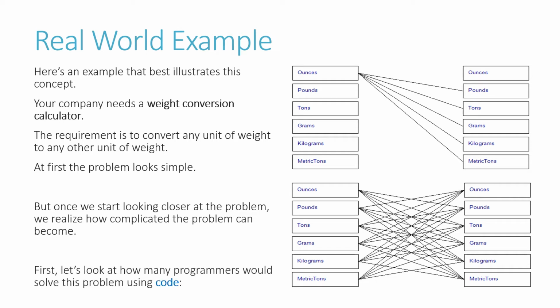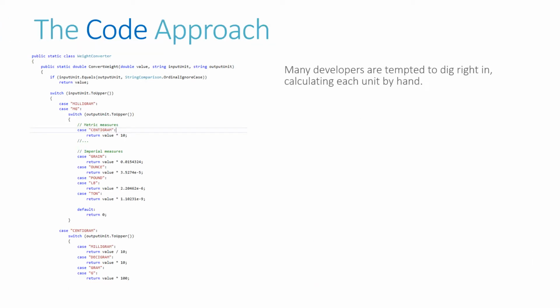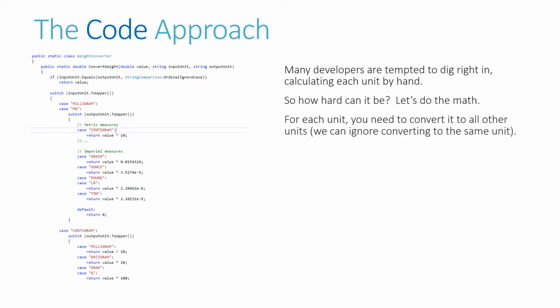Well, let's take a look at how many developers would solve this problem using code. Many of the developers would be tempted to just start coding by hand. So how hard could that be? Well, let's do the math. Remember, for each unit, you have to convert it to every other unit. You don't have to convert it to itself, but that gives us n times n minus 1 calculations.